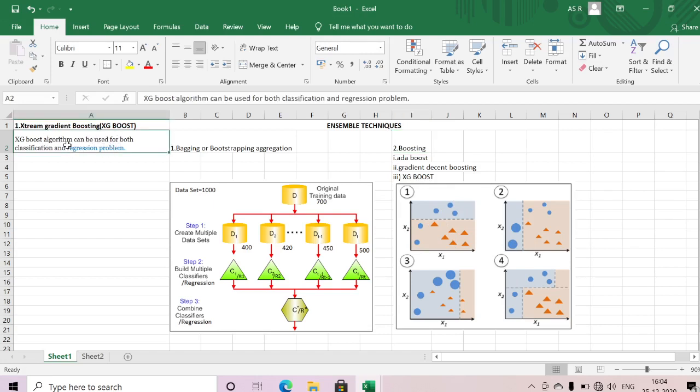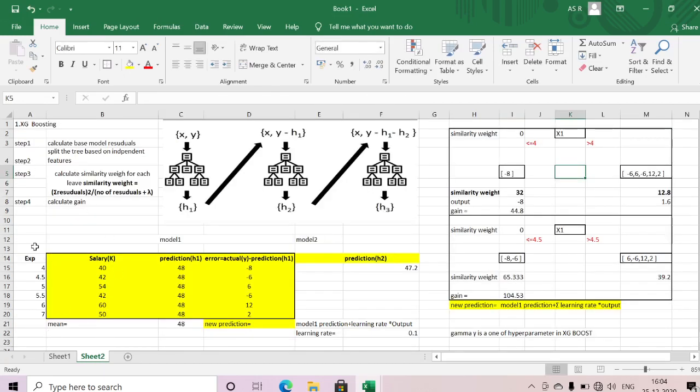Today we are mainly discussing one regressor problem, and we'll see how we train and also how we predict. Here I have taken one example data set: experience and salary. Experience is my independent feature, and salary is my dependent feature. In XGBoost, we need to follow all the steps one by one. Step 1, calculate the base model residual.